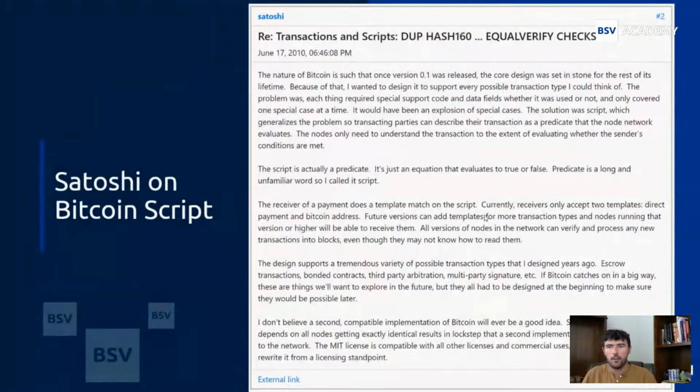If they want, they can just verify and process any new transactions into the block, even though they may not know how to read them. The script will evaluate to true or false just by nature of validating the transaction.